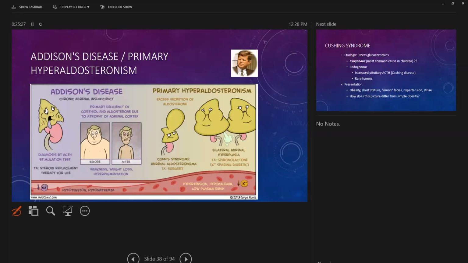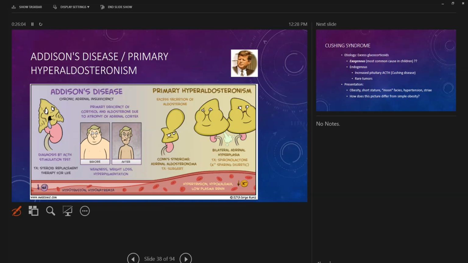Addison's disease. So Addison's disease, also known as primary hyperaldosteronism, is something that JFK suffered from. See this nice, beautiful tan. Well, the fact is, good looking dude, but the truth is that he had Addison's disease, which caused him to have this copper tone to him, and that's due to the bilirubin changes secondary to this aldosterone insufficiency.